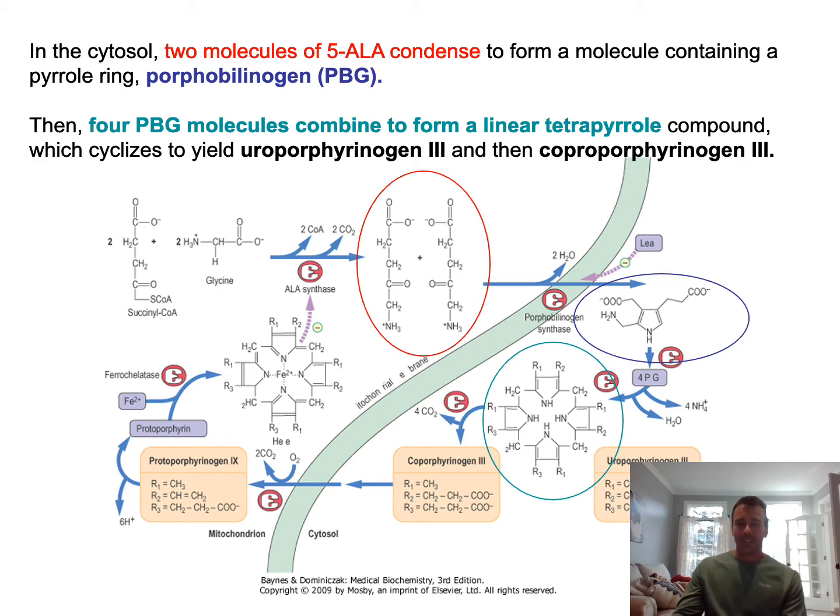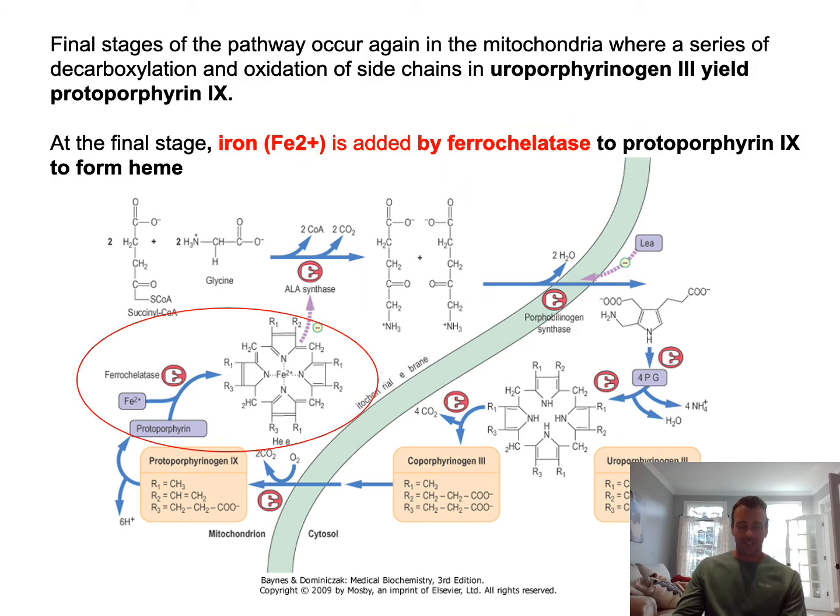In the final stages, you again go back into the mitochondria where you get a series of decarboxylations and oxidation of side chains to yield more complex ring structures. And then in the final stage, iron 2 is added by an enzyme called ferrochelatase to form this heme. So you can see you go in and out of the mitochondria to form a more complex structure, and ultimately this heme structure shown here. And then this binds to things like hemoglobin and myoglobin.